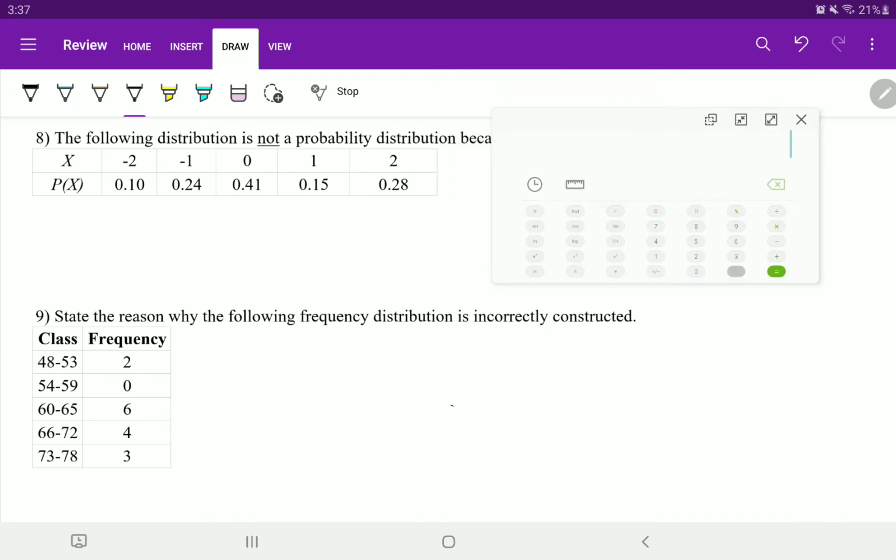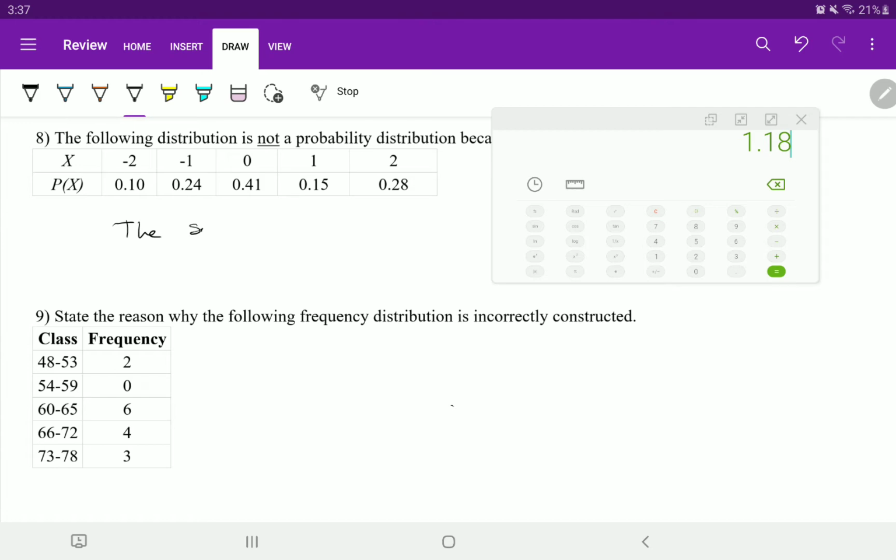So that's going to be 0.10 plus 0.24 plus 0.41 plus 0.15 plus 0.28. And when I add up the probabilities, I get 1.18. Because the sum does not equal 1, that is the reason why this is not a probability distribution.